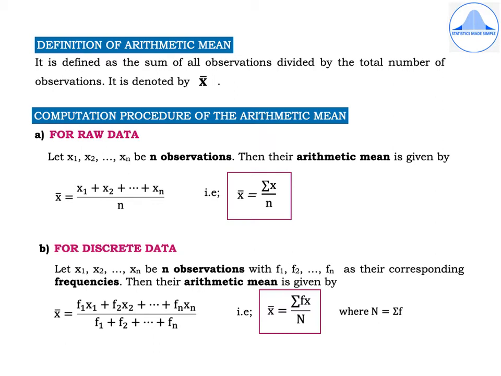So the numerator can be replaced by summation fx, and the denominator, that is f1 plus f2 plus so on plus fn, is nothing but summation f, or it is represented by capital N. Therefore, the formula of the arithmetic mean for discrete data will be x bar equal to summation fx divided by capital N, where N is equal to the sum of the frequencies, that is summation f.